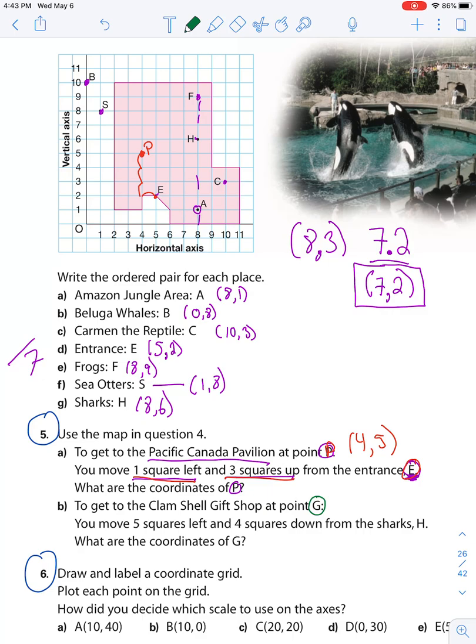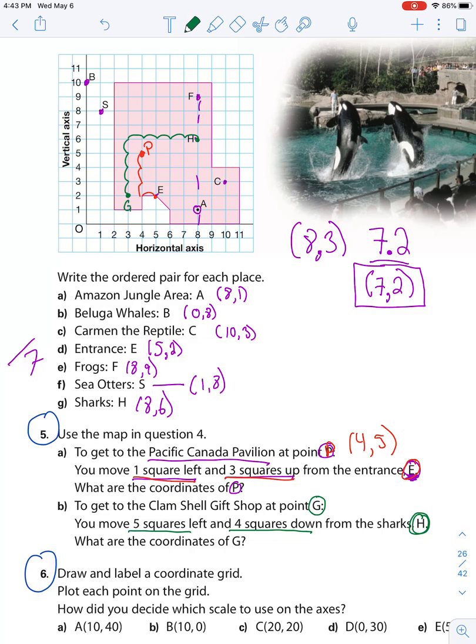Okay, so clamshell gift shop is at point G. You move 5 squares left and 4 squares down when we start at H. So we've got to find H. Here it is, that's our starting point. We're going 5 squares to the left, so we're moving 1, 2, 3, 4, 5, and then we're going 4 squares down. 1, 2, 3, 4.